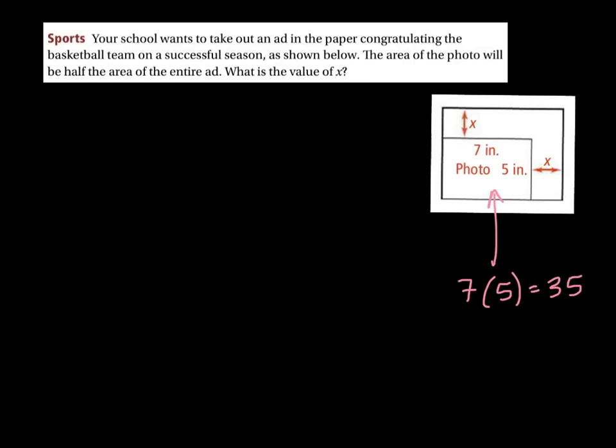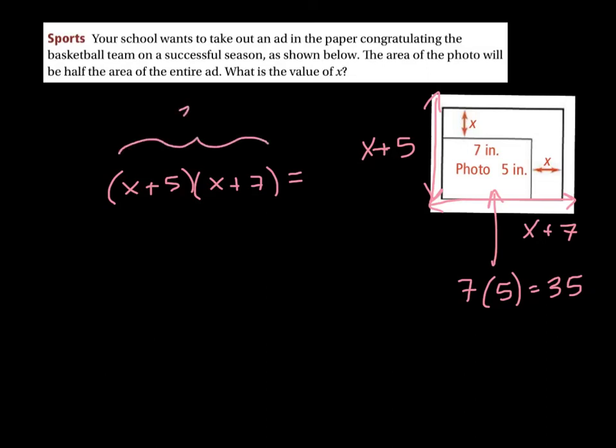Okay, so how can I describe the area of the entire space here, both of these dimensions? Well, the horizontal one would be 7 plus x. So this horizontal dimension is 7 plus x, or x plus 7, and the vertical is x plus 5. So the area of that entire space is x plus 5 times x plus 7. And they're saying that the photo is half the area of the whole thing. So this space is 2 times the area of the photo.